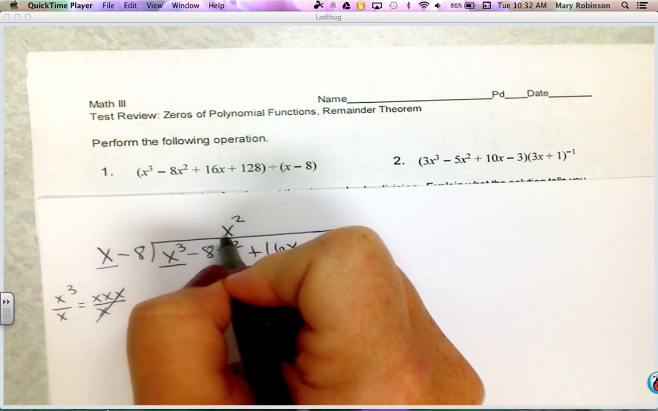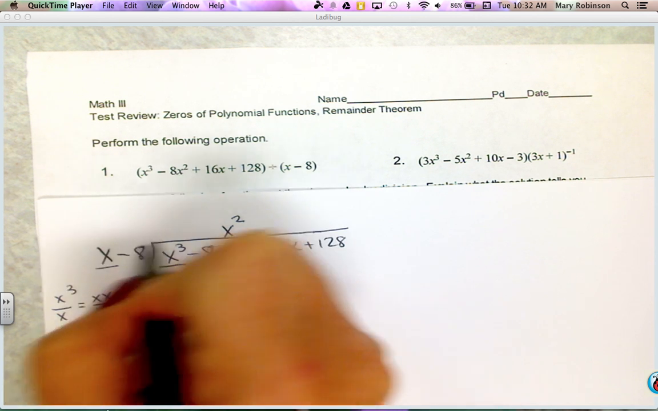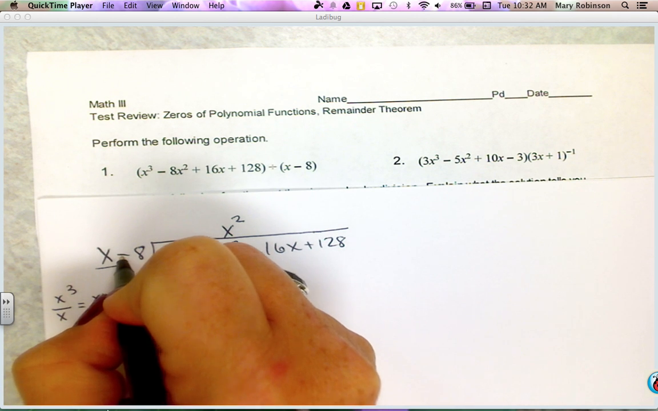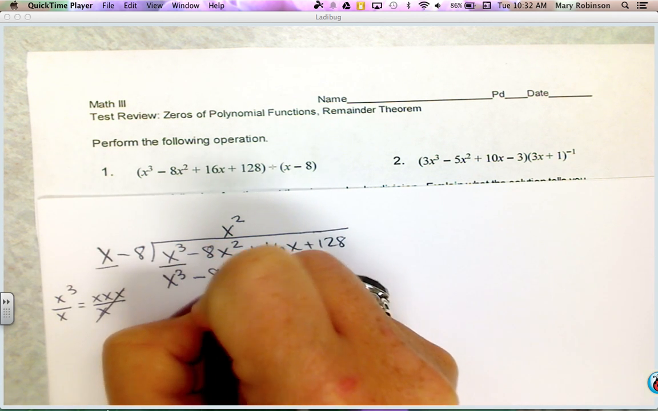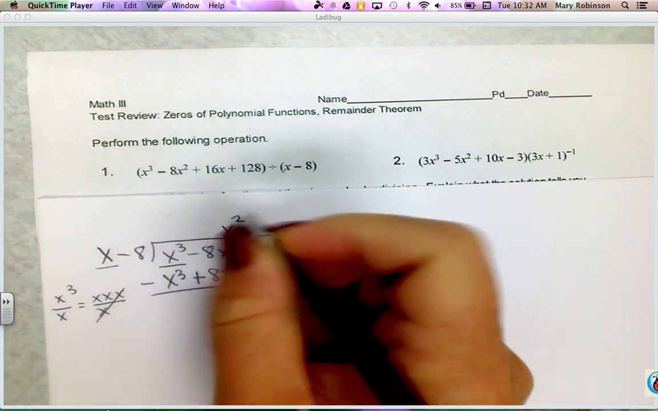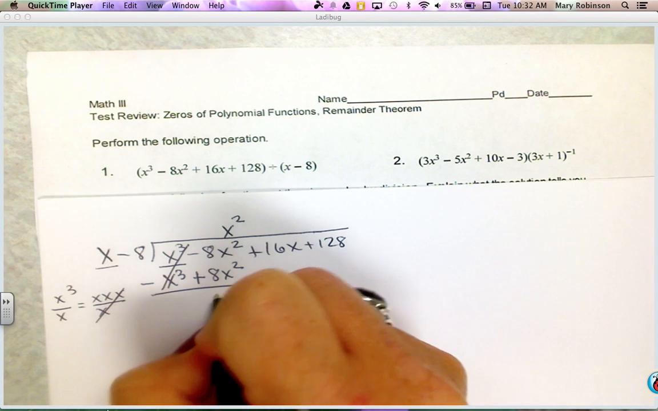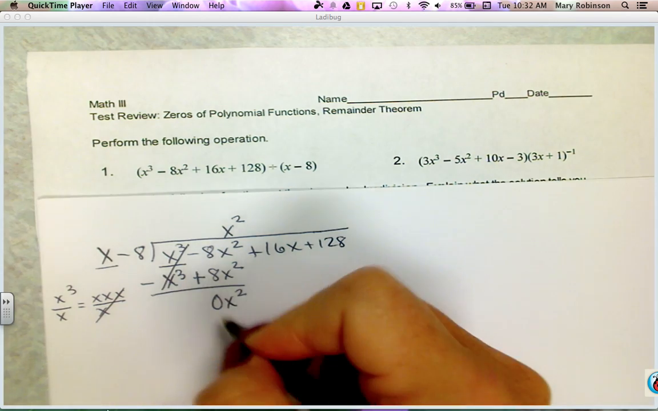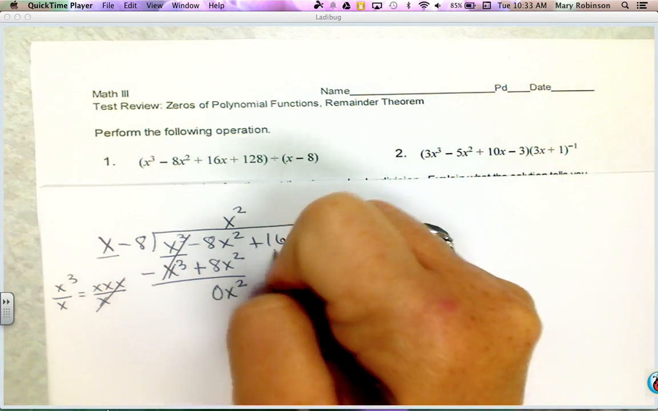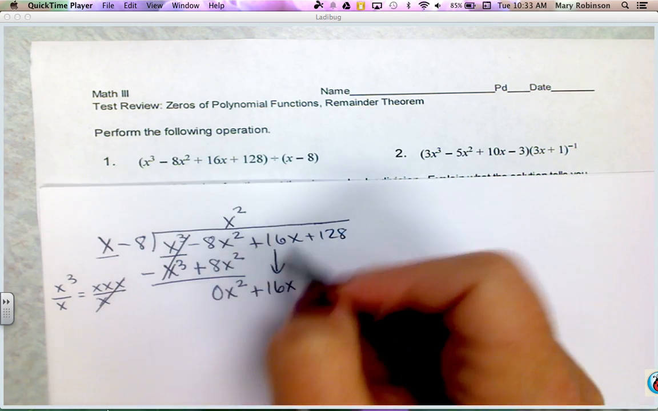Now we distribute this first term in our quotient by each term in our divisor. So x squared times x is x cubed, x squared times negative 8 is negative 8x squared. Next, we draw our line and change our signs. In this case, negative 8 plus 8 gives us 0x squared. It's still going to be important, even though it cancels out, to write the 0x squared to divide and get the next term. Next, we bring down our linear term and divide again.